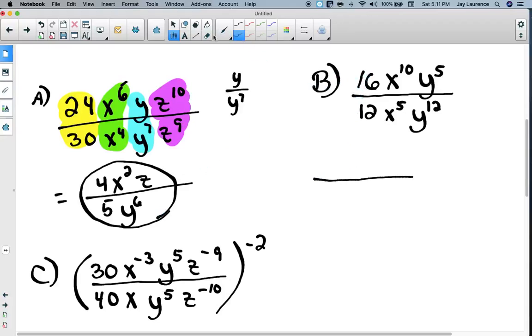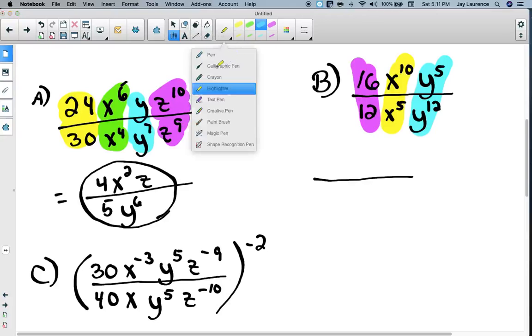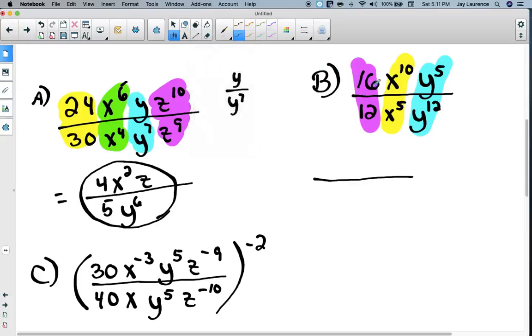And I still have to do the same thing. I'm going to take care of the pieces. I'm going to do the coefficients first, and then I'll do my x's, and then I'll do the y's. Okay, there are no z's in this problem, so I don't have to worry about it. But again, the 16/12 is just simplifying. Don't put 4, because that doesn't say 16 minus 12. That's 16 divided by 12. That's 4/3.